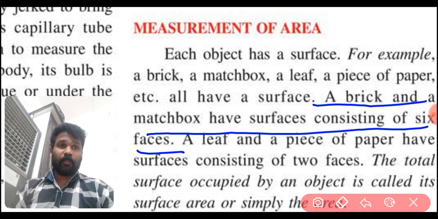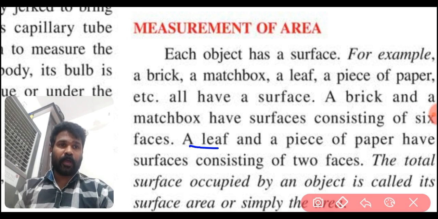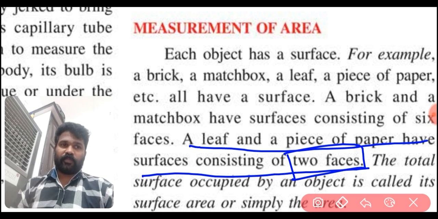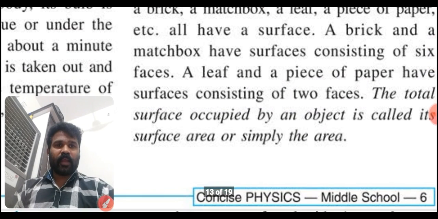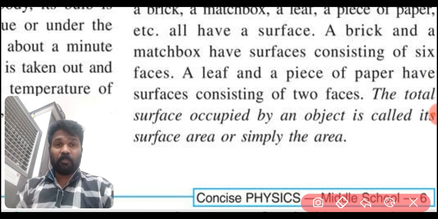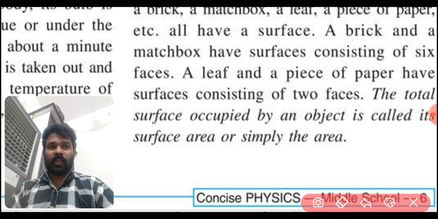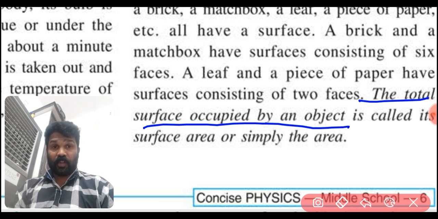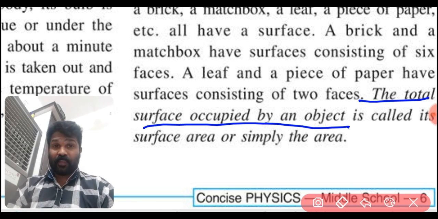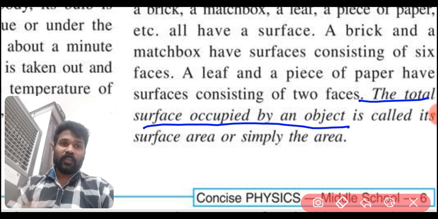A leaf and a piece of paper have surfaces consisting of 2 faces. The total surface occupied by an object is called its surface area or simply the area. Okay, students?